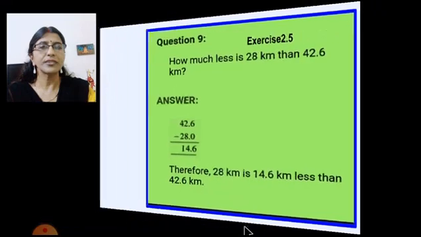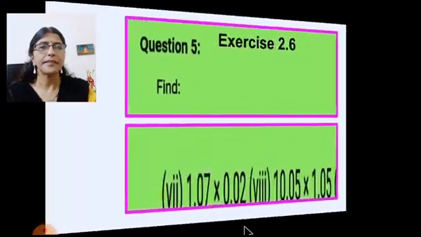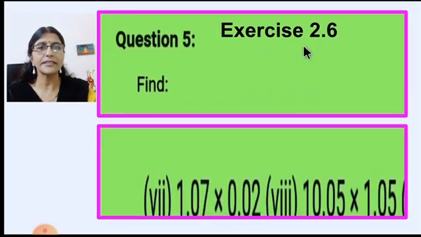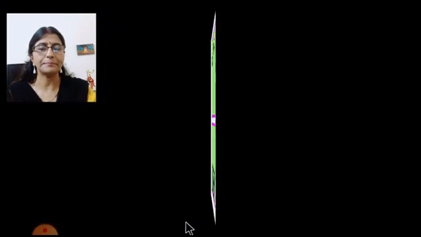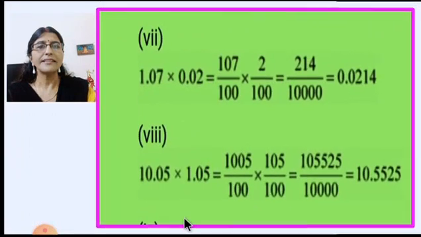Now let us go to the next question. This is of the next exercise, exercise 2.6, question number 5. Now we are going to multiply these two decimal numbers, 1.07 into 0.02 and 10.05 into 1.05. You can see both are decimal numbers. So let us see how to multiply them. When these two are decimal numbers, we'll first convert them into fractions.